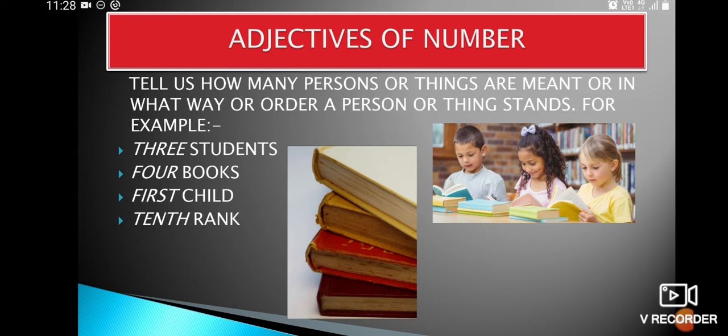Adjective of number is of 2 kinds. 3, 4, these words are known as cardinal numbers, and first and 10th, which are representing an order or a rank, are known as ordinal numbers.